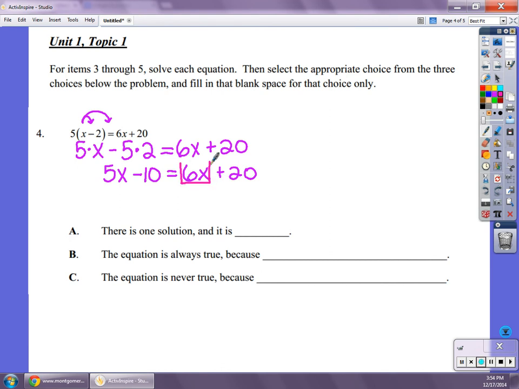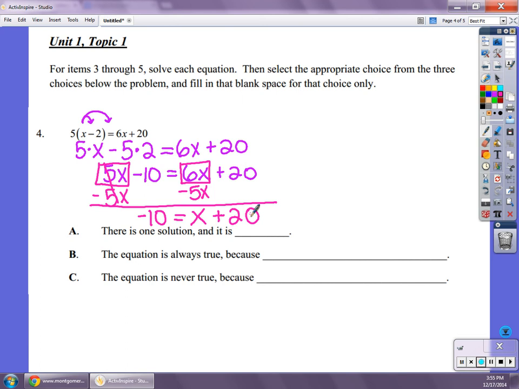We have 6x and 5x. In order to move a term to the opposite side, we need to do the opposite sign. So we have a positive 5x. We're going to use the subtraction property of equality to subtract 5x from both sides of our equation. On the left side, we're left with negative 10. On the right side, we're left with a single x. 6x minus 5x is 1x, and plus 20.